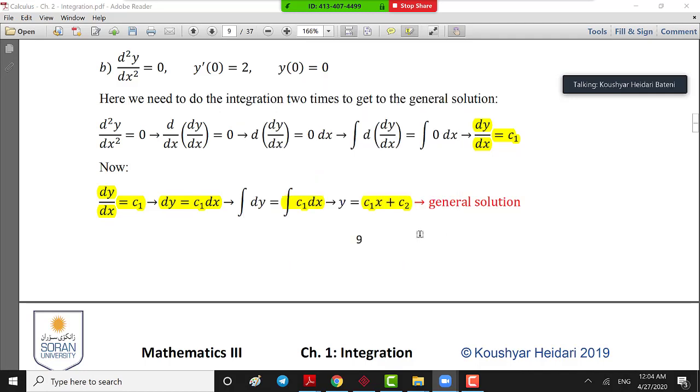So we reached this conclusion: y equal to c1x plus c2. So the unknown function is determined now, and this y equal to c1x plus c2 is the general solution to this differential equation.